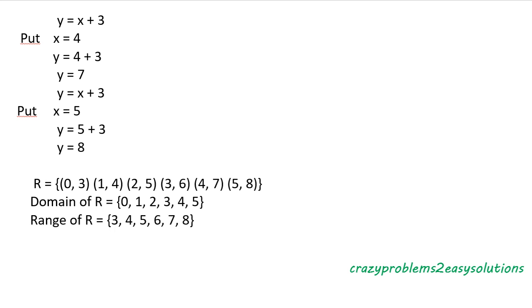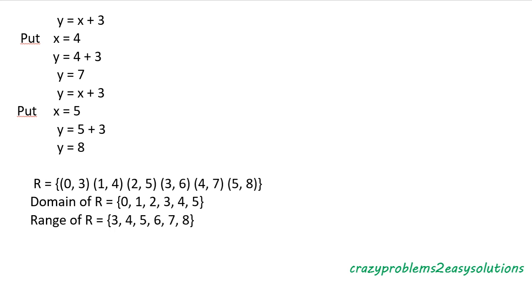So now we have to write the relation. If the x value is 0, the y value is 3. We write the ordered pair (0, 3). Then the next x value is 1, the y value is 4, so (1, 4), and (2, 5), (3, 6), (4, 7), and (5, 8). So this is the relation we have written.